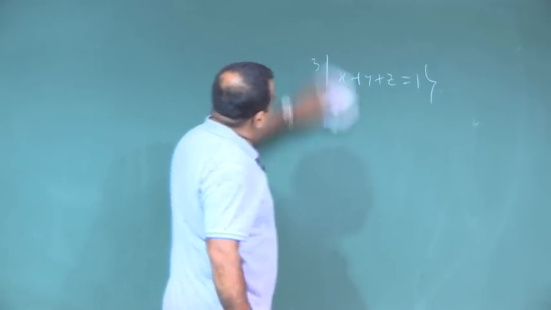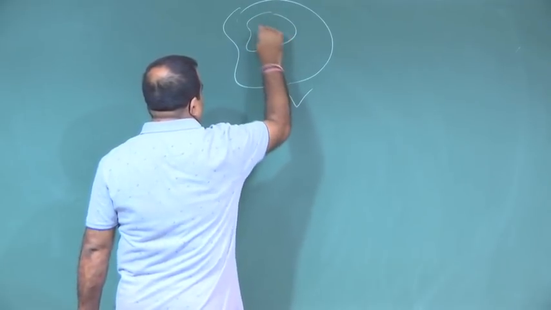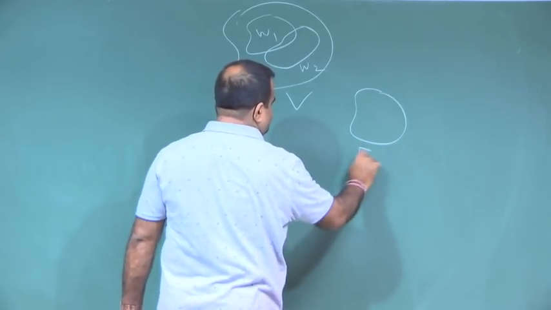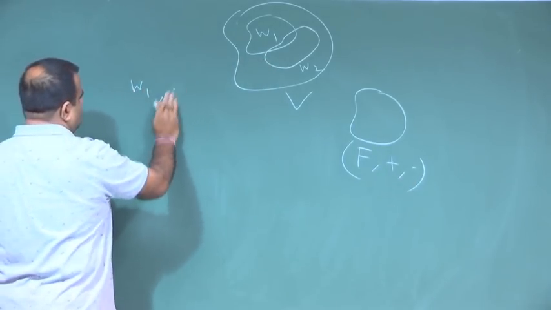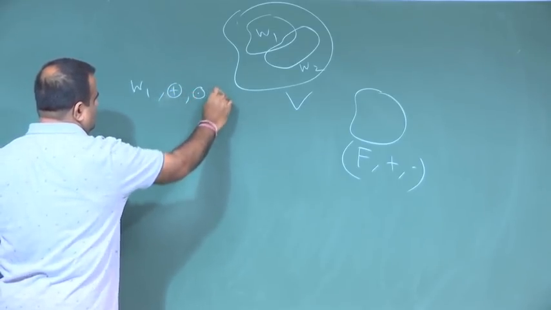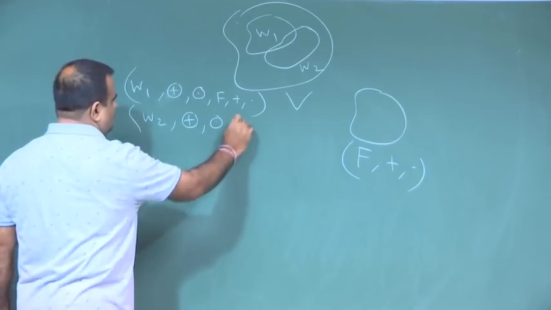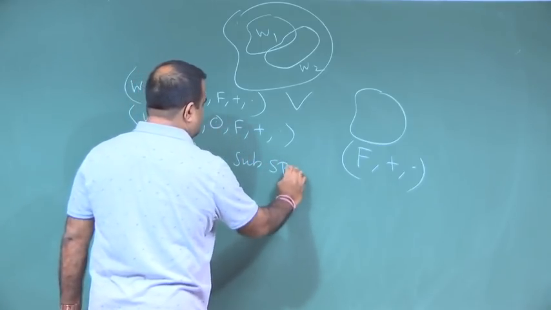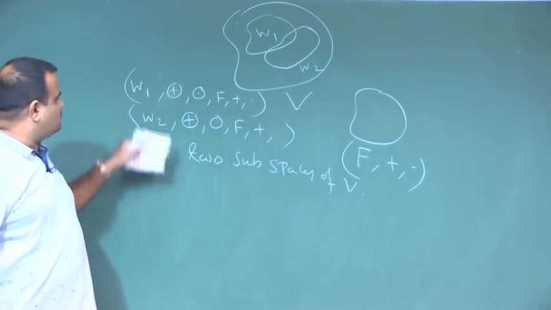Okay, now the question is, if we have two subspaces, whether their intersection and union are also subspaces. So, if we have a vector space V and two subspaces W1, W2 over some field F, with the same operations, W1 and W2 are two subspaces of V. V is the bigger set. So, these two are non-empty subsets.